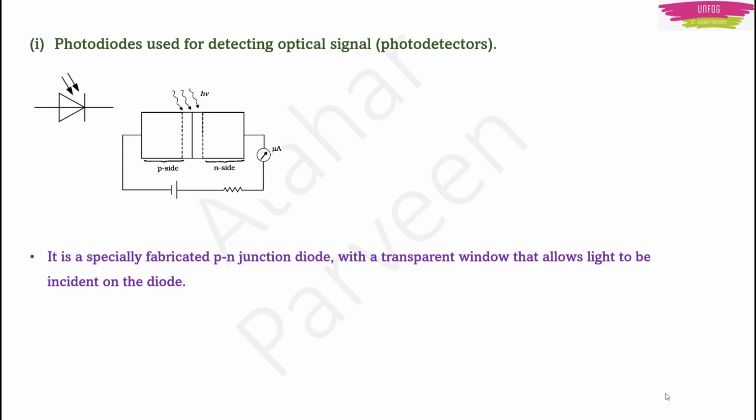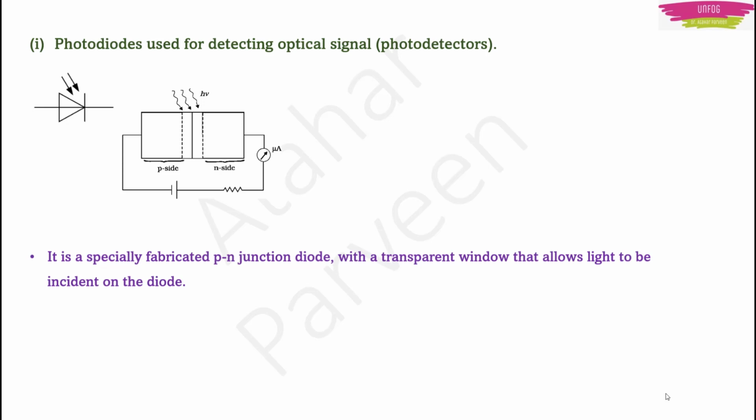So here the P side region is connected to the negative terminal of the battery. So it should be a reverse bias condition. So the moral of the story is that the photodiode is operated in the reverse bias condition. Why is it operated in the reverse bias condition?